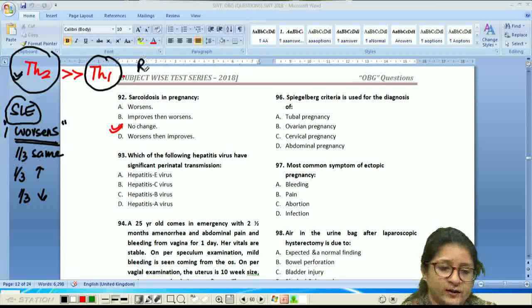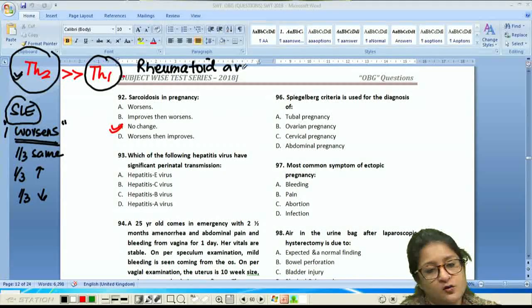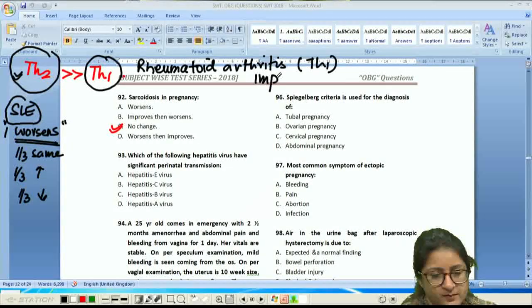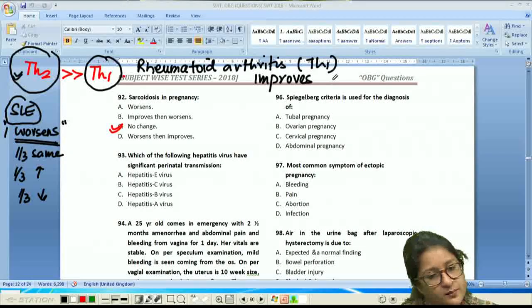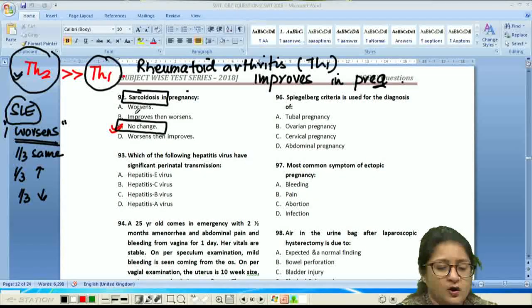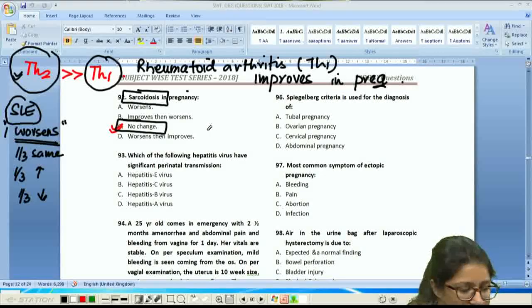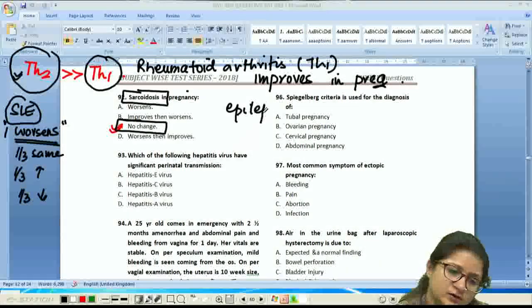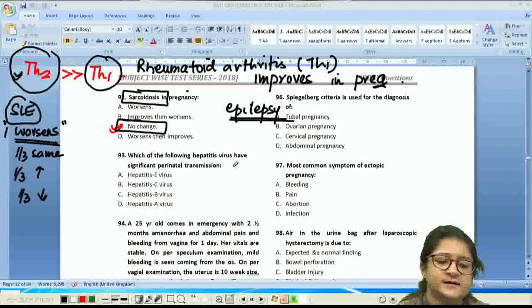On the other hand, rheumatoid arthritis, which depends upon the Th1 response, actually improves in pregnancy. So we can remember these two points. Sarcoidosis, on the other hand, has usually been seen not to change in pregnancy. Then another important point is epilepsy. We have to remember one more important thing about medical illness, epilepsy.